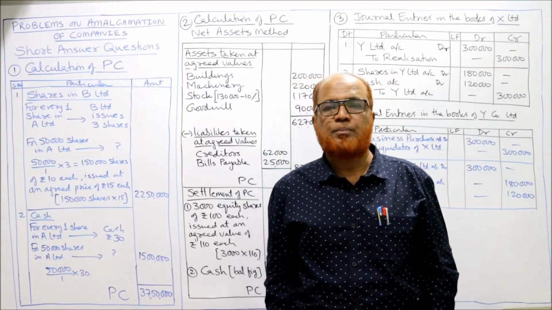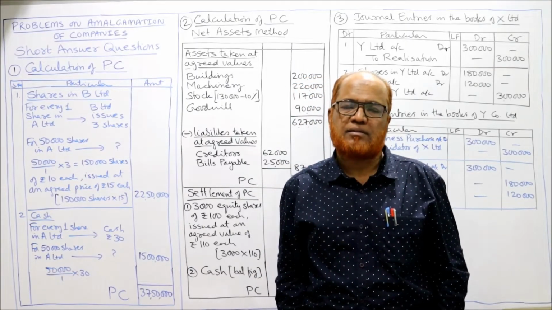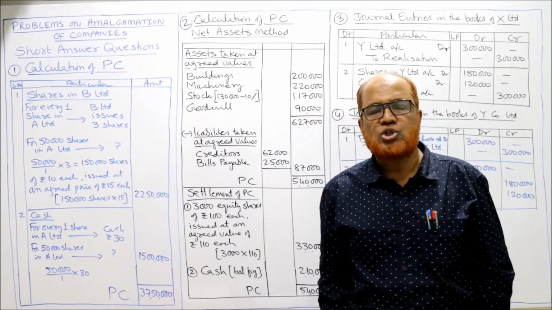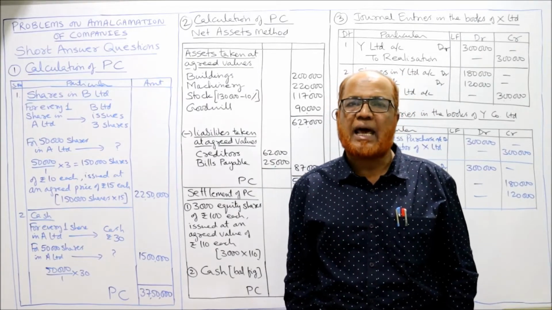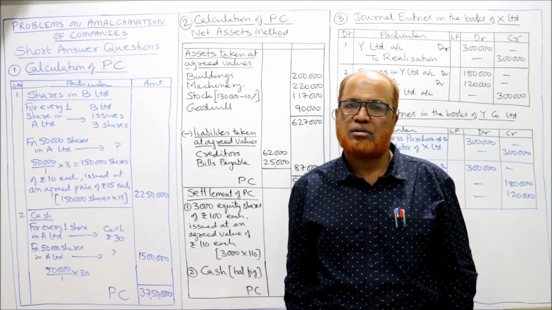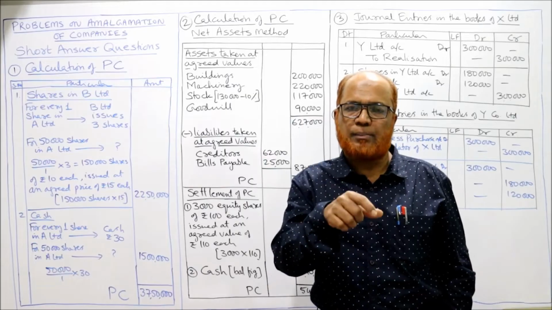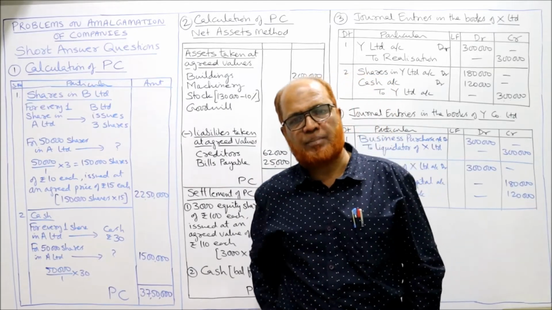First, we'll do the short problems on amalgamation of companies. After that, we'll do the long problem. The short problems are particularly regarding the calculation of purchase consideration. Purchase consideration is the amount payable by the transferee company to the transferor company.